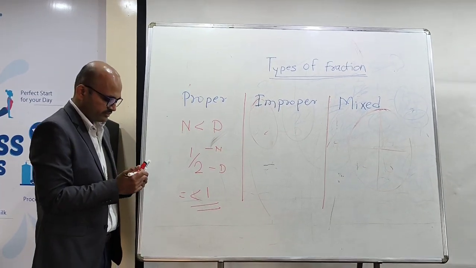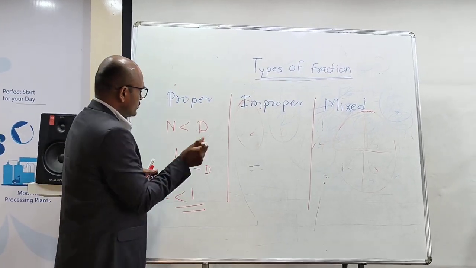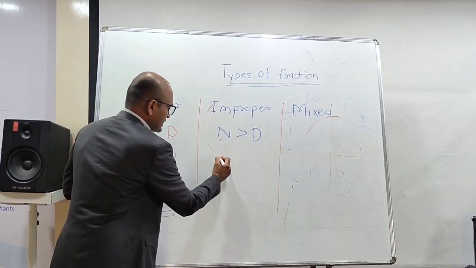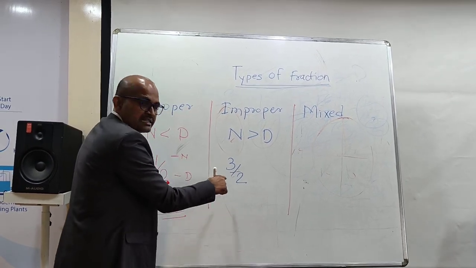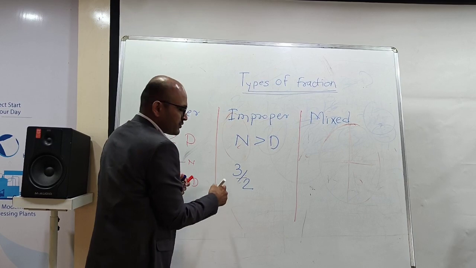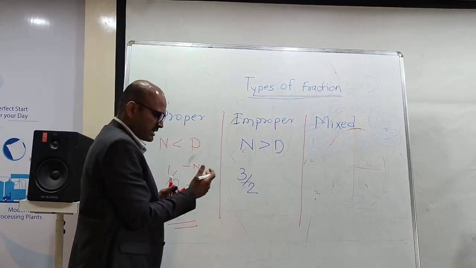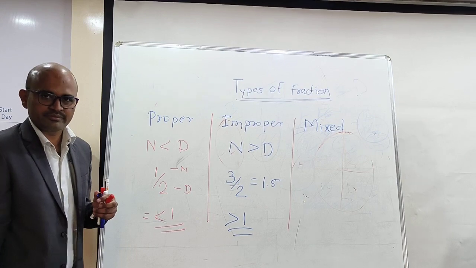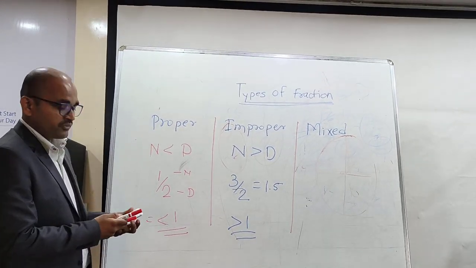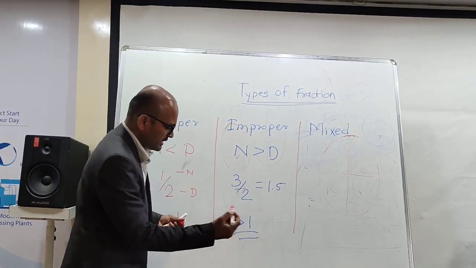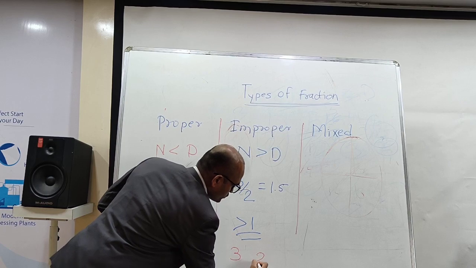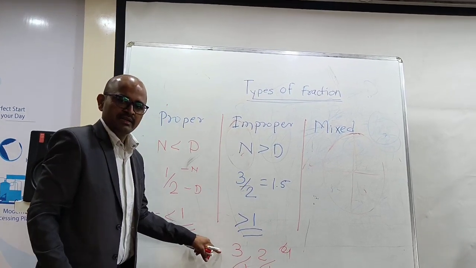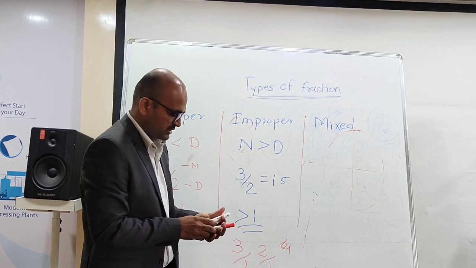Then improper fraction. Improper is the exact opposite of proper fraction. Your numerator is greater than your denominator, like 3/2. That's why it is an improper fraction. If you simplify this fraction, the value is always bigger than 1. One more very important thing: any whole number, any natural number like 3, 2, 4, you can convert into an improper fraction. Like 3 is 3/1, 2 is 2/1. That's why any natural number can be converted into an improper fraction.